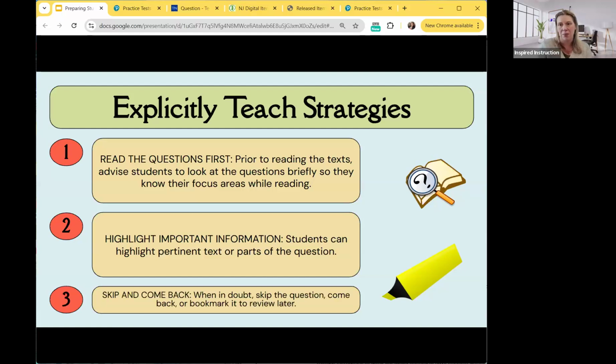Teaching them to skip and come back. A lot of times kids get hung up on that one question and they're struggling with it, they don't understand it, and they wind up spending all their time on that and then wind up not finishing the test. We don't want them to skip every question, but we want them to know that if you're really struggling on one question, you can skip it and go back to it. That is totally okay. And if you miss one question, it's much better than missing half the test because you were so focused on that one question.